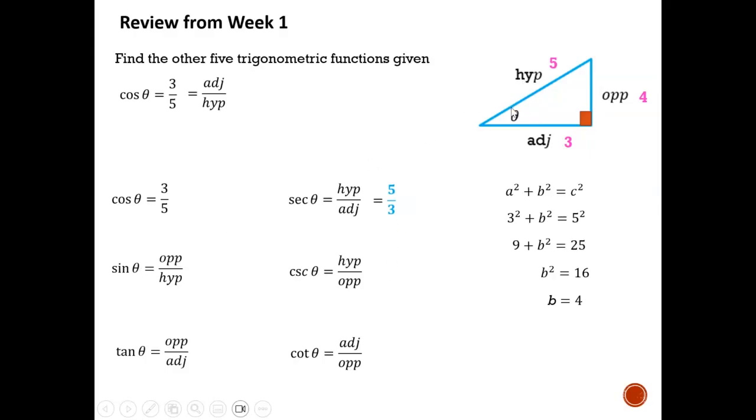For the sine, it's opposite over hypotenuse, which means 4 over 5. So the cosecant and the sine are reciprocals. If the sine is 4 over 5, the cosecant is 5 over 4. The tangent is opposite over adjacent, so opposite is 4, adjacent is 3. It's going to give us 4/3. Again, the tangent and cotangent are reciprocals. So if the tangent is 4/3, then my cotangent will be 3/4. Guys, you have to know this stuff for this section, also for the next section.